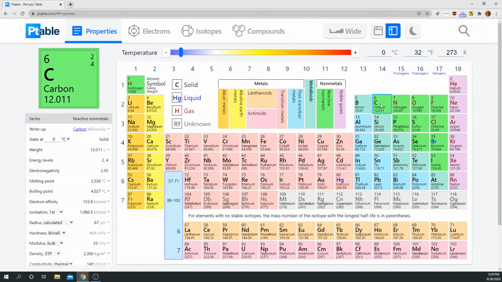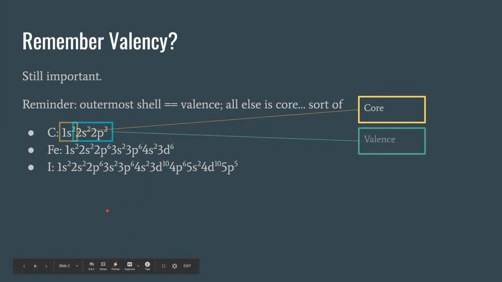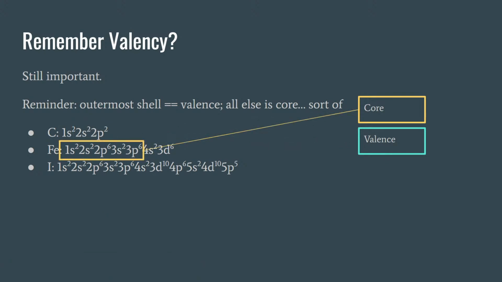I'm going over this again because electron configurations and energy levels and sublevels and so on are very important. So, popping back over, 2s2, 2p2, the outermost energy level, are valence. That is very simple, very straightforward. It works very, very well. The situation gets more complicated when we look at larger atoms.